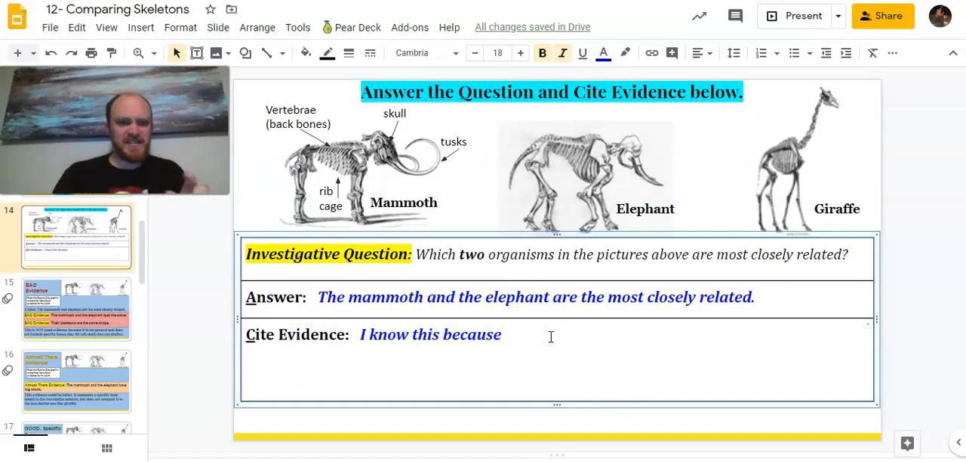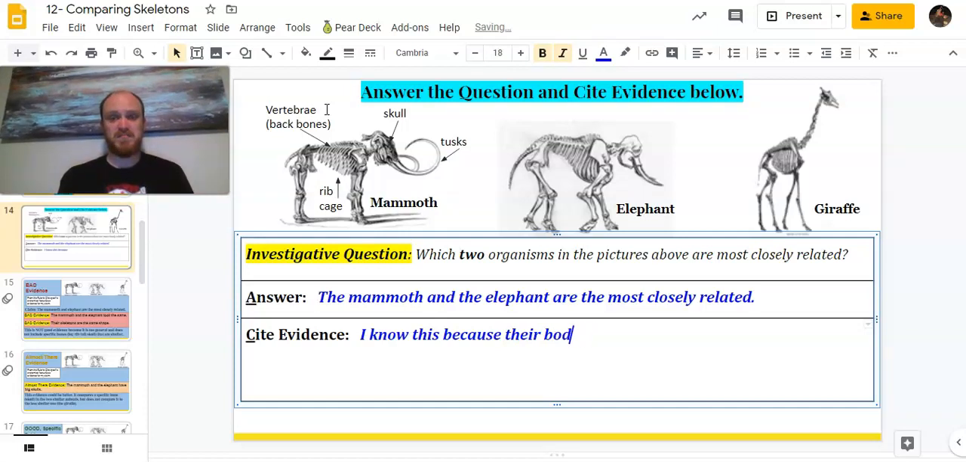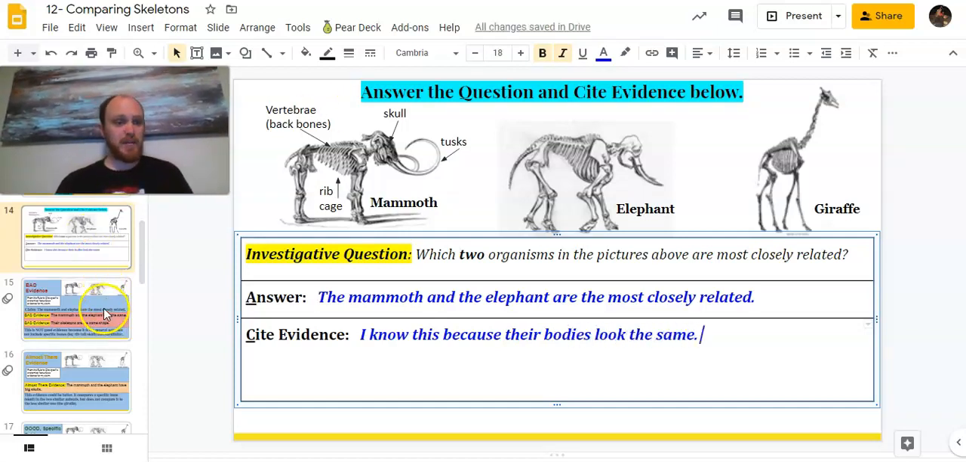I know this because, and I see here that Mr. Murphy gave some specific names to body parts and bones. So skull, instead of saying head bone, we're going to say skull, tusks, rib cage. The vertebrae are your backbones. It actually goes up your neck, which is a good science word. So I know this because their bodies look the same. Great, nailed it. Okay, so I'm going to keep going here.